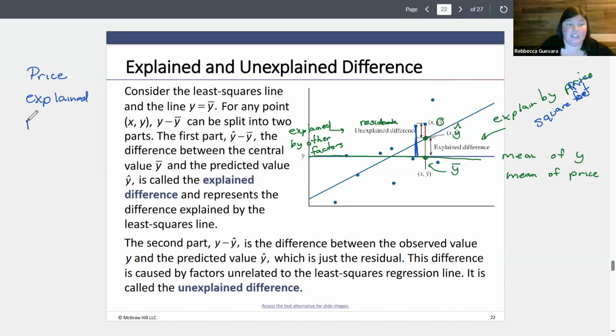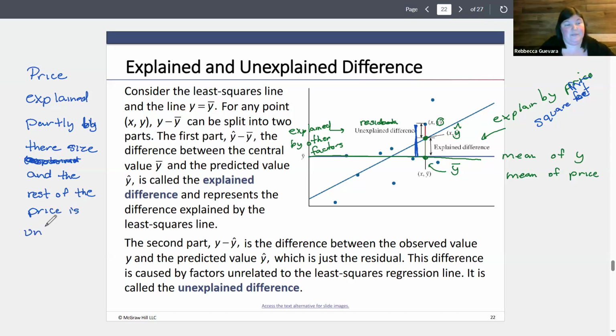So price is explained partly by the area, which is my explained part. And the rest of the price is unknown factors. The part you really have to worry about is what the coefficient of determination is going to be telling us.